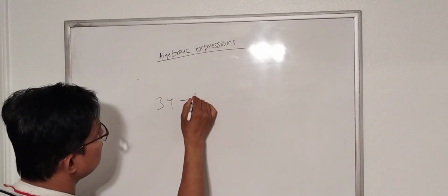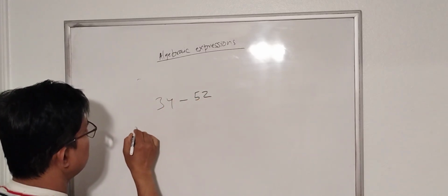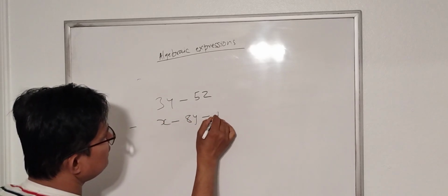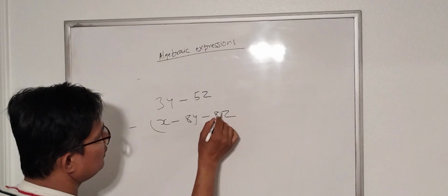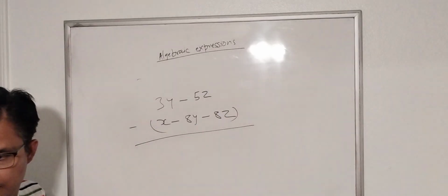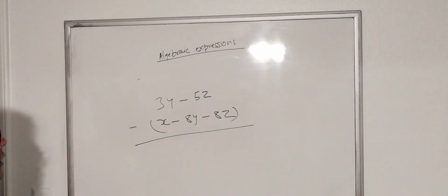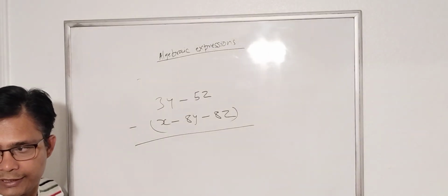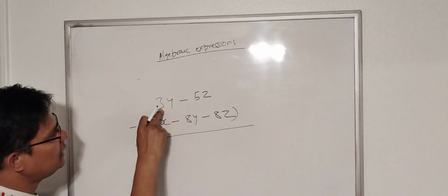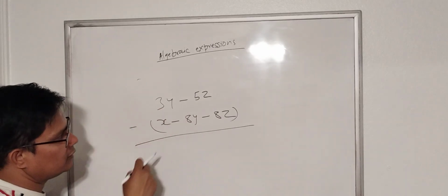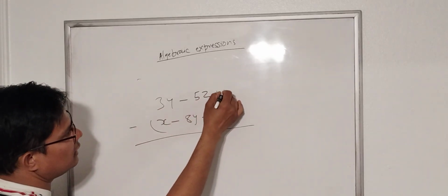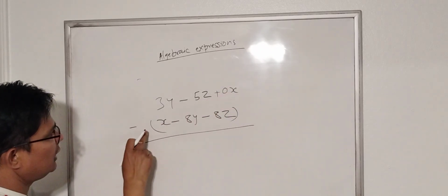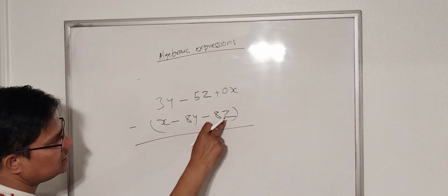Three y minus 5z, then minus x minus 8y minus 8z. Okay. So what are you going to do here? See, the first one does not have x. So what I taught you is that if it does not have any term like x, y, or z, you can simply do 0 times that term. So 0 times x. So 0, and now you have to change the sign of all these terms.